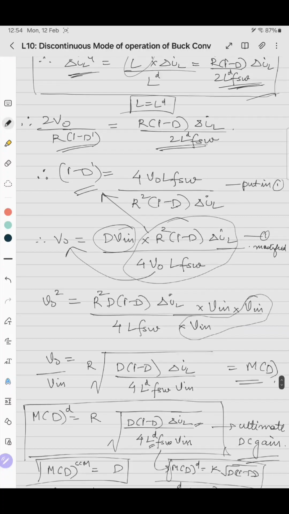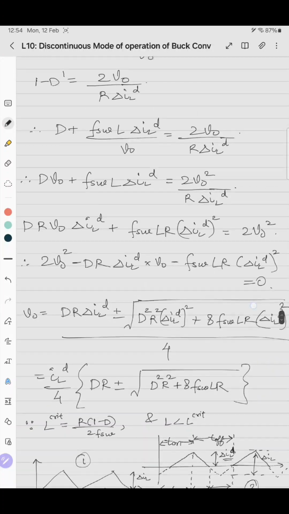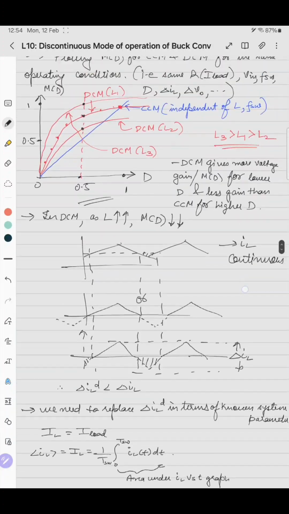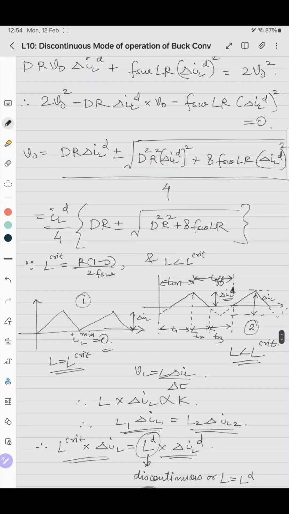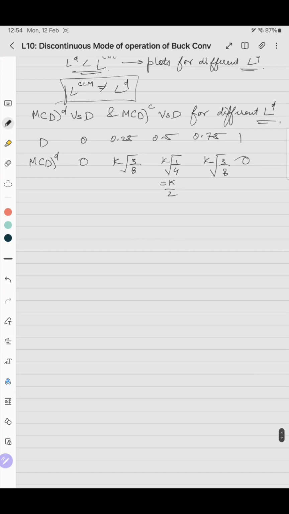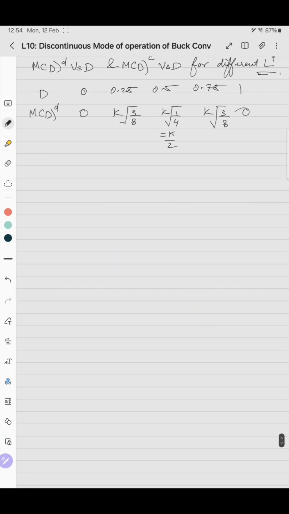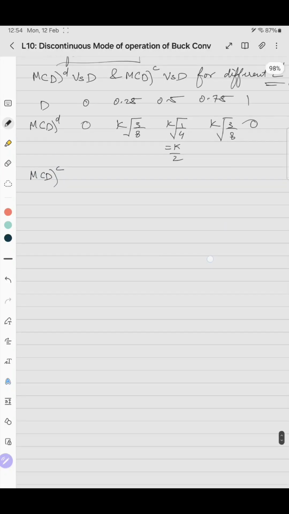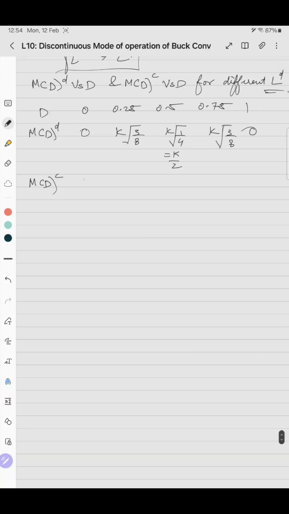This will be the variation of M of D with respect to the duty ratio, so it will be somewhat like this. And M of D for continuous conduction mode: for 0 it is 0, for 0.25 it is 0.25, for 0.5 it is 0.5, for 0.75 it is 0.75, and for 1 it is 1. Why? Because M of D is D, so whatever is D, that will be pasted as it is.